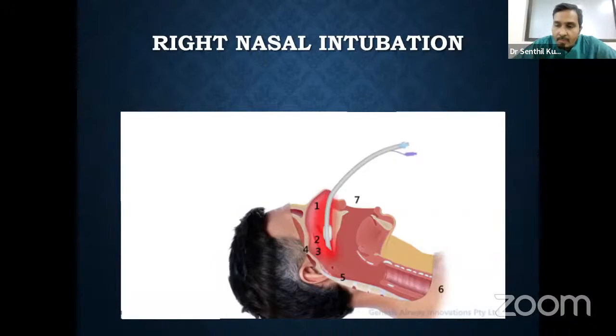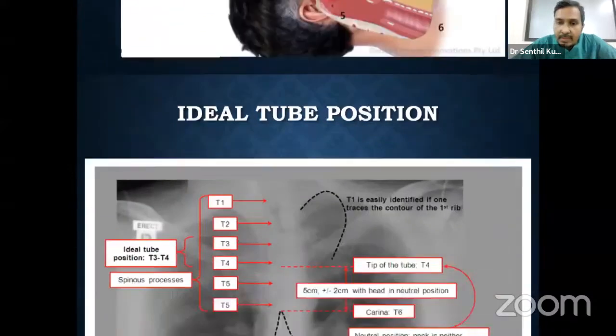So the very important thing is when you are introducing the endotracheal tube through the right nostril, make sure the bevel faces the turbinate, so that the sharp end of the tube is facing towards the septum, so that we are not injuring the turbinates. So you have to reverse it for the left side. So the aim is not to injure the turbinates.